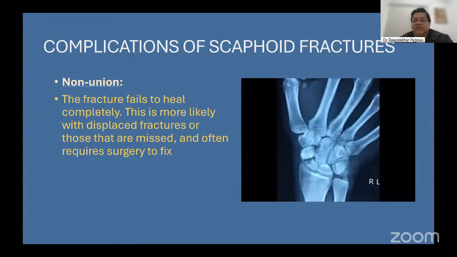So non-union, why does it happen? Non-union is most common in scaphoid fractures because there is only one artery supplying it from the distal to the proximal pole. Whenever there is a fracture in the scaphoid, and when the fracture is more proximal, the chances of non-union are very high. When there is a fracture, there is no blood supply from the distal pole to the proximal pole, which leads to non-union.